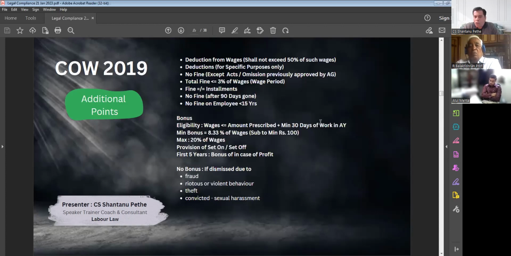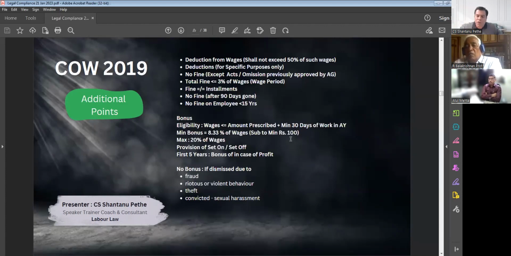No fine after 90 days. So there is a limitation period for imposing the fine, that is 90 days from the act done or omission done. You have to impose the fine within that time, otherwise you will not be able to impose the fine later on. No fine on an employee below 15 years of age. Specifically, the law says that you cannot impose a fine if a person is below 15. Now, these are about deductions and fine. If you have any questions, you can ask me.